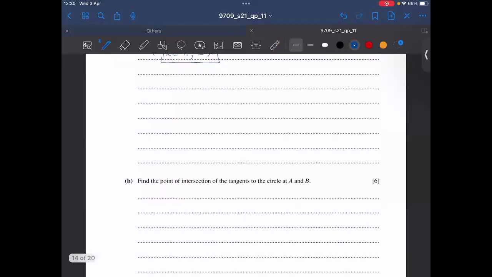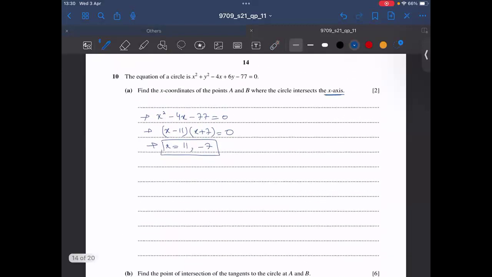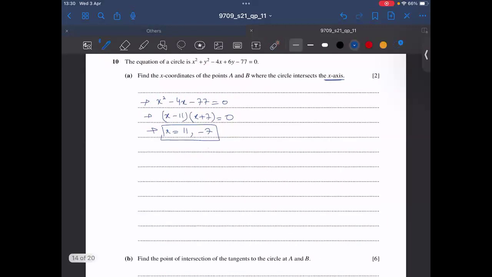Imad? Sir, on the x-axis y will be 0, right? So then substitute, just replace y with 0. What are you going to get? You're going to be left with this equation. Solve it. You're going to get 11 comma minus 7. That's it.